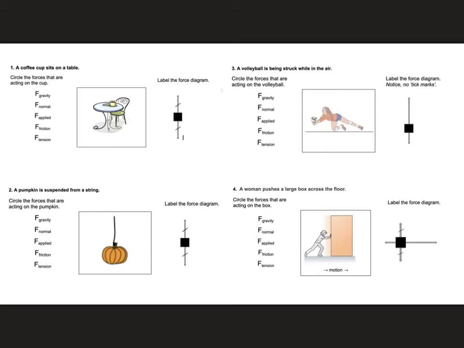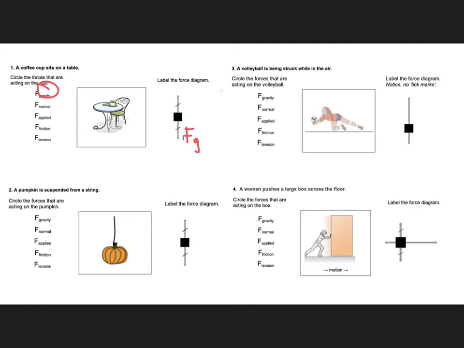When creating a force diagram, you need to identify what forces are acting. So here we have a coffee cup sitting on a table. Because the coffee cup has mass, gravity will be pulling down on it. That's what the downward force here is. This is the force of gravity. I'm just going to abbreviate that F sub g in this video.